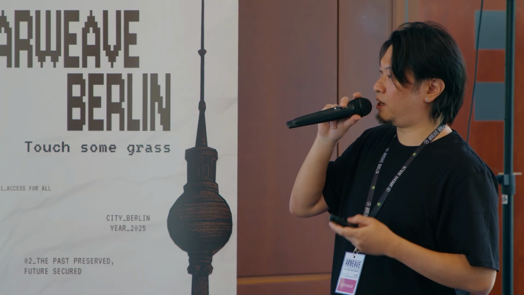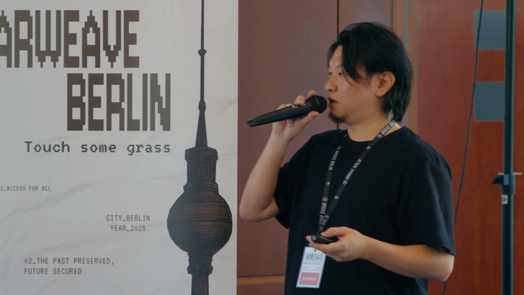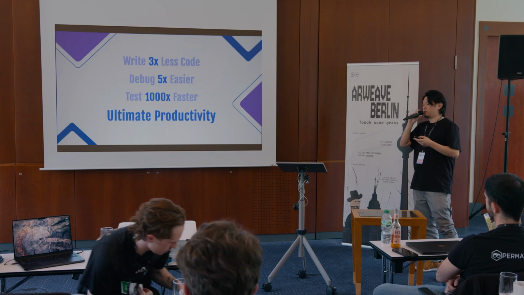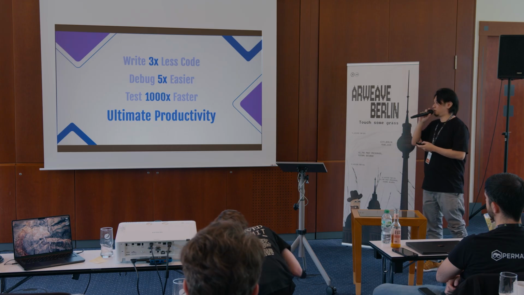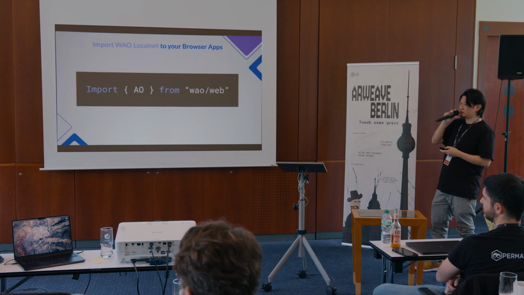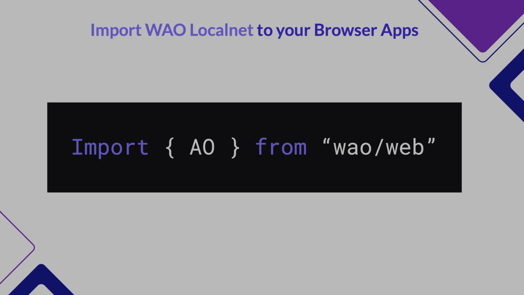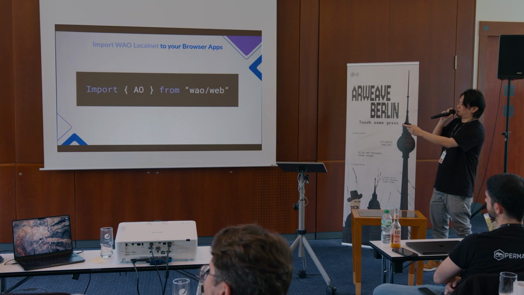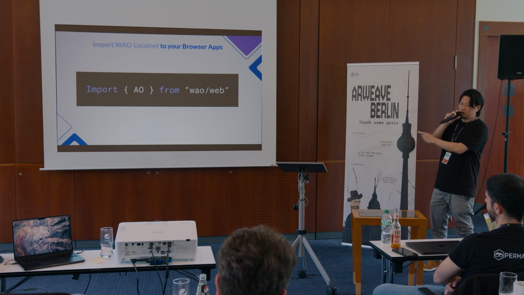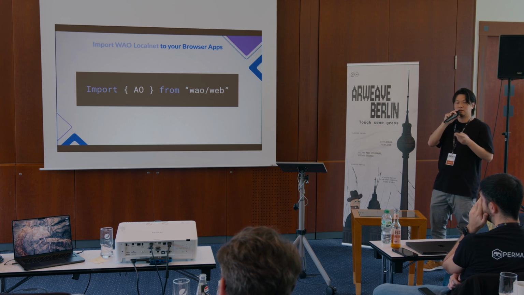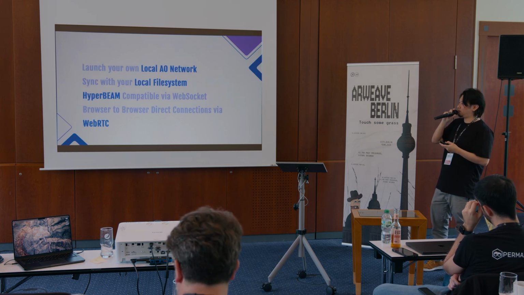So with WoW, you write 3 times less code, you debug 5 times easier, and you test 1,000 times faster for your ultimate productivity. And so WoW is actually just an SDK, which means if you want to integrate AO units in your applications, all you have to do is just import the SDK with just 1 line of code. And now you have all the AO units right in your application.